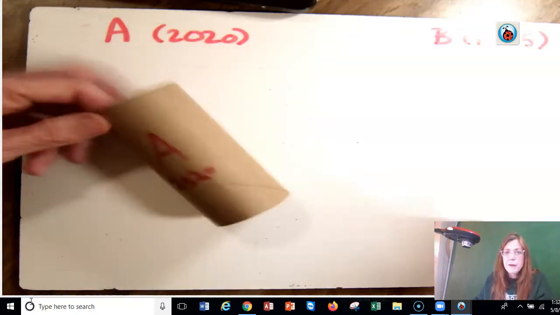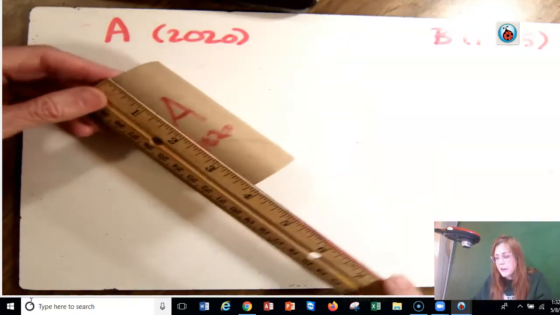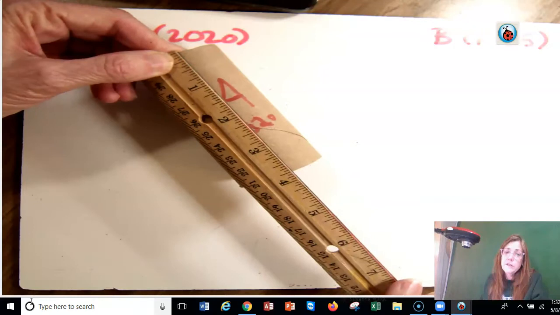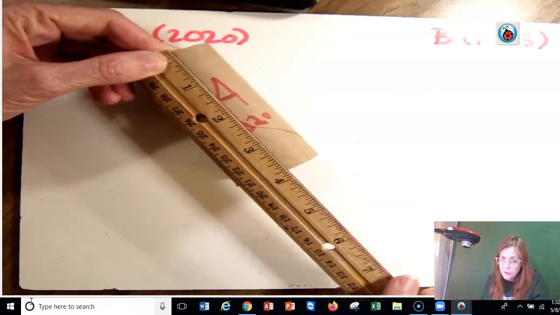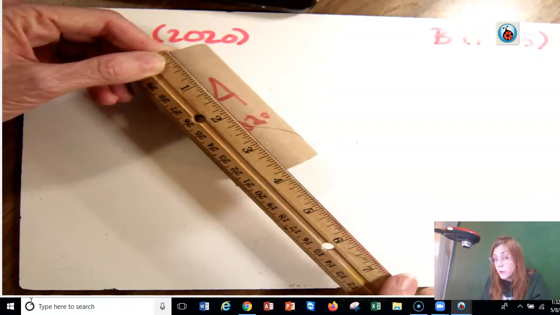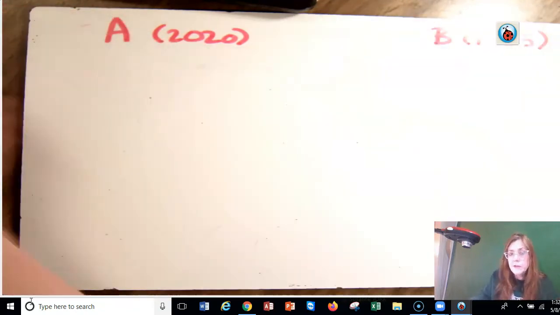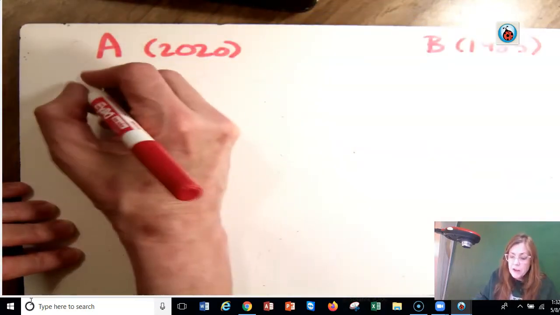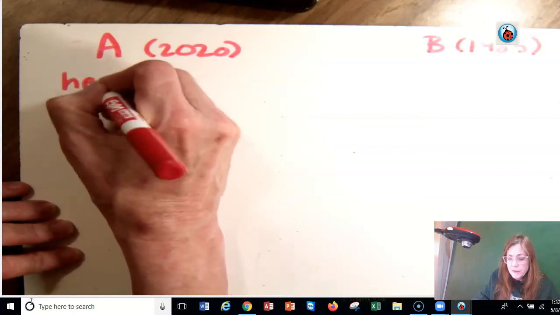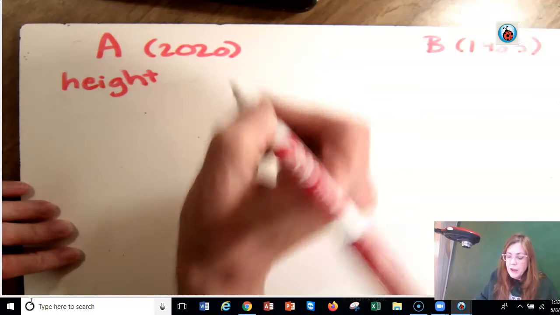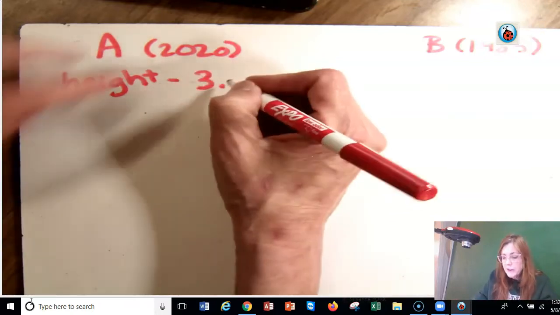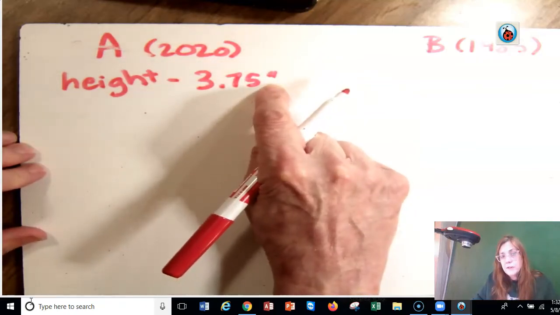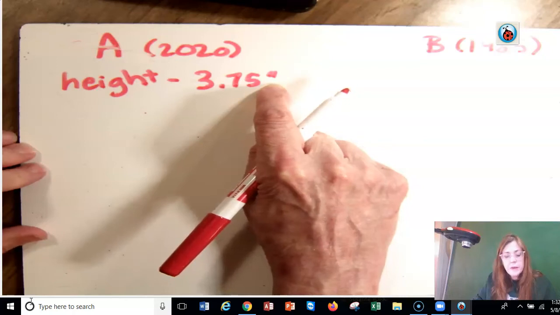So the first thing I'm going to do is I want to measure the height of this. And the height of this is 3 3/4 inches tall. Okay, so 3 3/4, 3 over 4. I can change that into a decimal because 3/4 equals 75% or 0.75. So the height is 3.75 inches. See, I've used the two little marks, the two little apostrophes to show inches, not feet, inches.